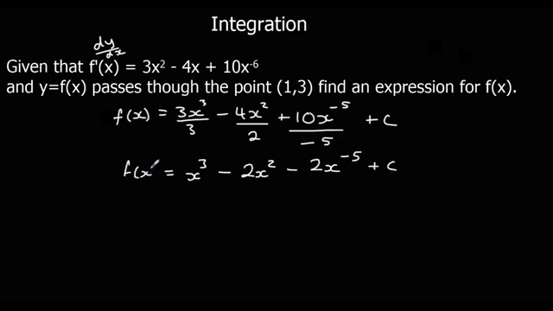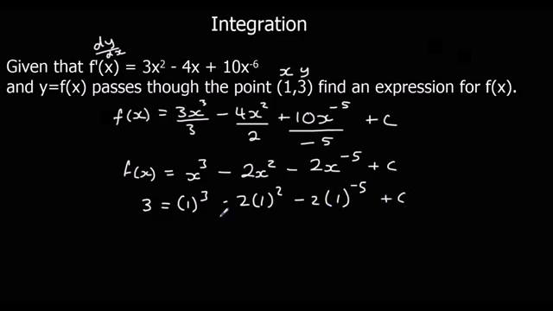So this is f of x, and then we're going to use these coordinates, so x and y. So 3 equals 1 cubed minus 2 times 1 squared minus 2 times 1 to the power of minus 5 plus c. So 1 cubed is 1, minus 2 times 1 squared is 2, minus 2 times 1 to the power of minus 5 is minus 2, plus c. So 1 to the power of anything is going to be 1, isn't it? So 1 cubed is 1, 1 squared is 1, and 1 to the power of minus 5, they're all 1.